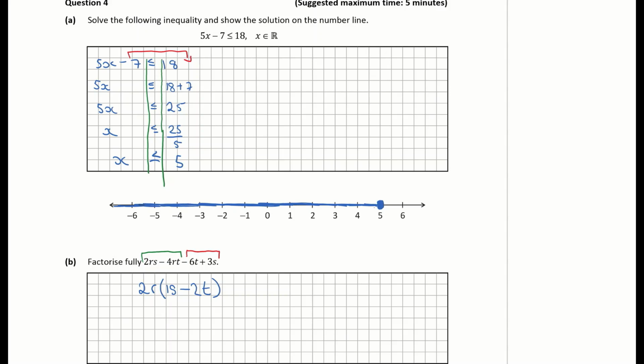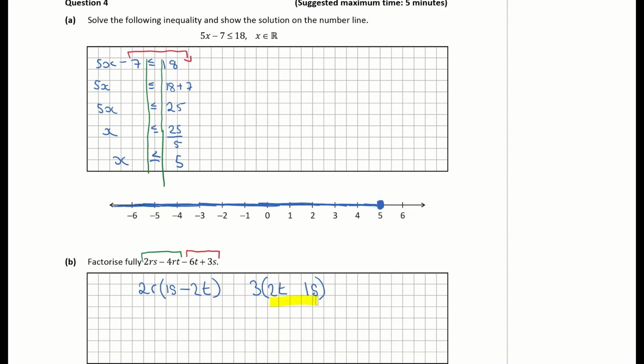Second part is the 6T plus 3S. Don't worry about the signs just yet. Look at something that's common. So I'm going to start by taking out a 3. That's what's common. And then 3 by 2 will get me to 6T. And then I need to multiply 3 by 1 to get to 3S. So like I said, don't worry about the signs just yet. So I've taken out the 3, so 3 by 2T is 6T, and 3 by 1S is 3S. You now have to worry about the signs.